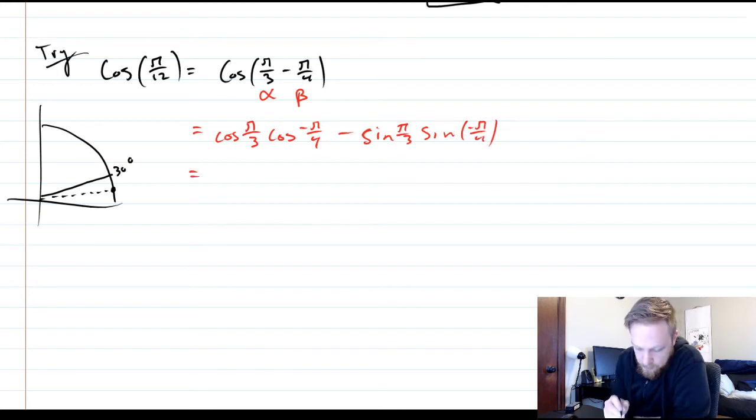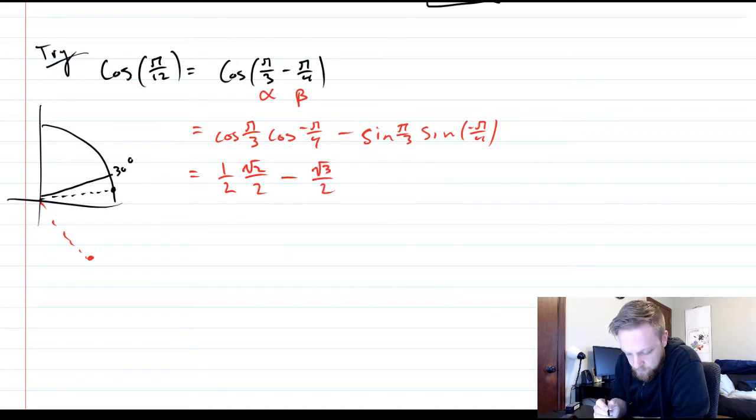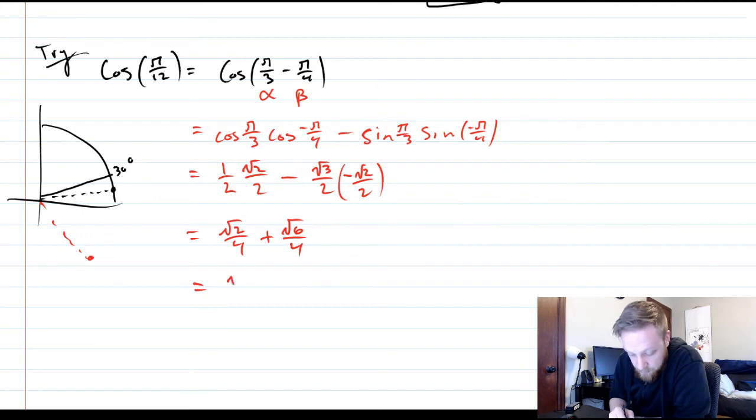Cosine of pi over 3 is going to be 1/2. Cosine of negative pi over 4, if you're thinking about the unit circle, that's down here. That would be root 2 over 2, minus sine of pi over 3, which is root 3 over 2. And then sine of negative pi over 4 is going to be negative root 2 over 2. So we have root 2 over 4 here, and because of the minus minus, we would have a plus there, and that would be root 6 over 4. This happens to be exactly the same as what we got before.